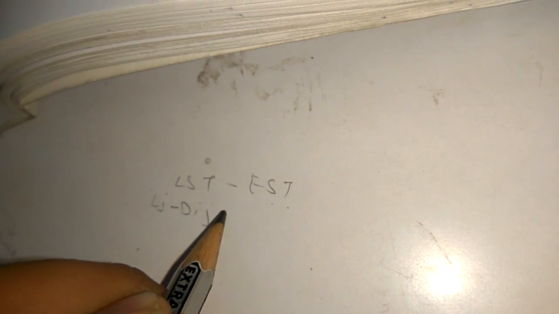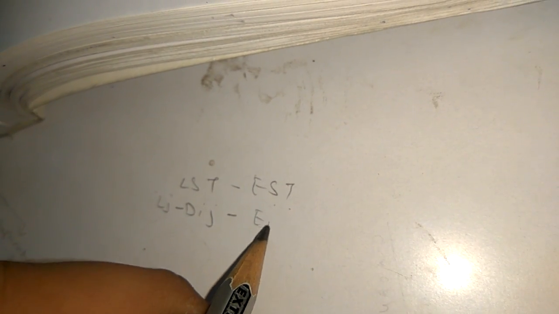So LST minus EST. For LST there is LJ minus DIJ and EST means EI. So we can write this as LJ minus EI minus DIJ. This will be the formula for the total float. And this is very important for finding out the missing figure.